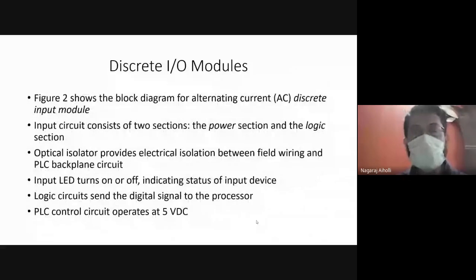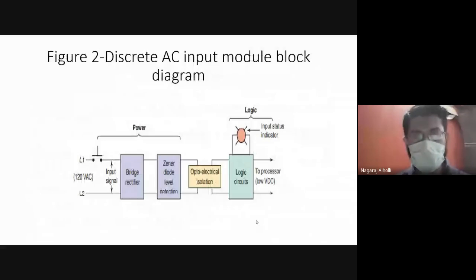Now the next figure, what we are seeing here is the discrete input module. This is the discrete input module block diagram, for the input section, a discrete AC input module block diagram. Here you are seeing the line terminals, input terminals L1 and L2, where we are applying the 120 volts AC signal. Okay, so why is it a 120 volt AC signal?